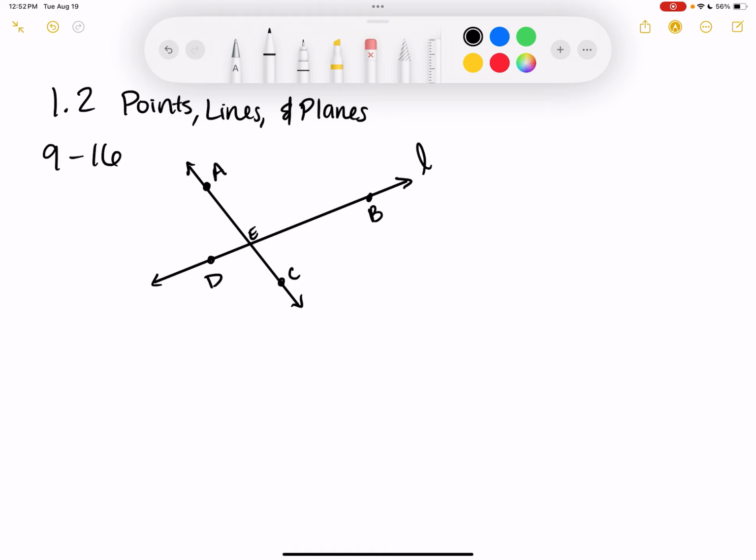This line is line L, this is line M. And then essentially the problems are going to ask you a true or false statement, and all you need to say is if it's true or false.